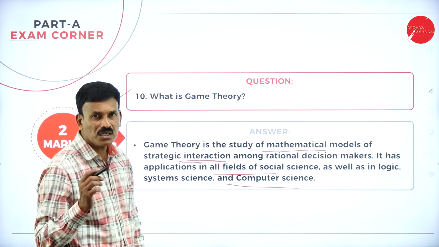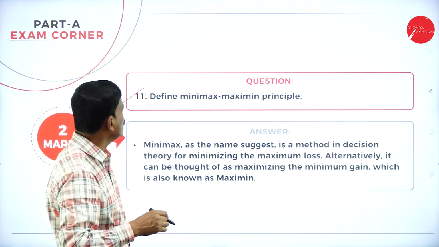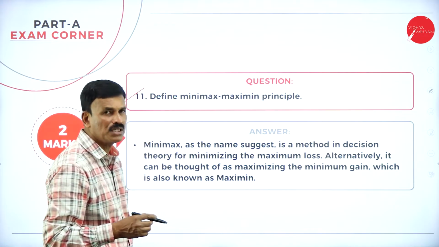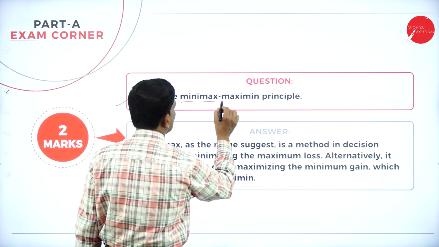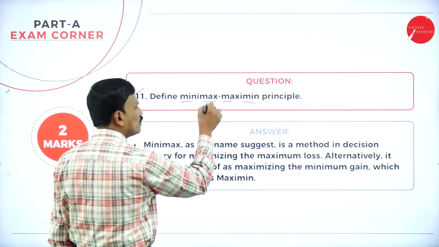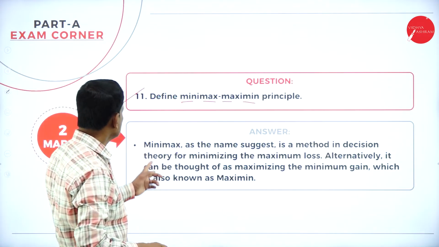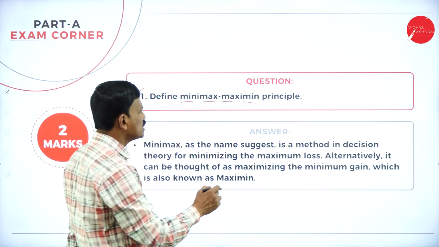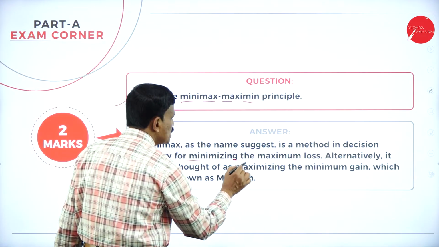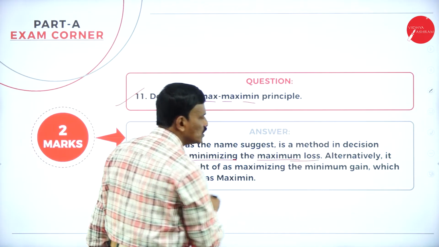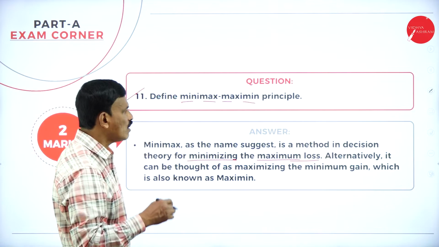Now let us come to the next question. Again this is from game theory: define minimax and maximin. The name itself indicates minimax and maximin, that is, minimum in maximum value and maximum in minimum value. So minimax, as the name suggests, is a method in decision theory for minimizing the maximum loss.